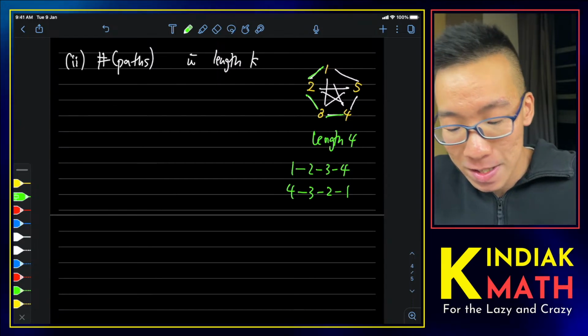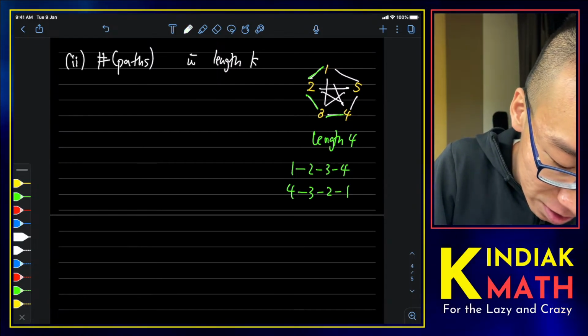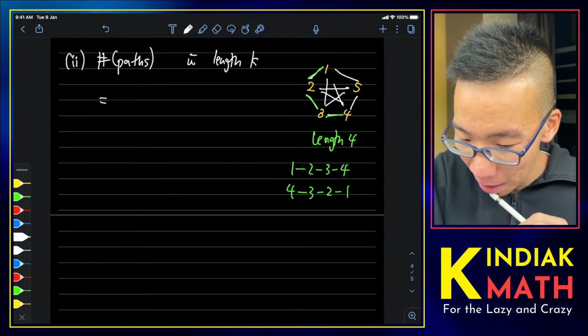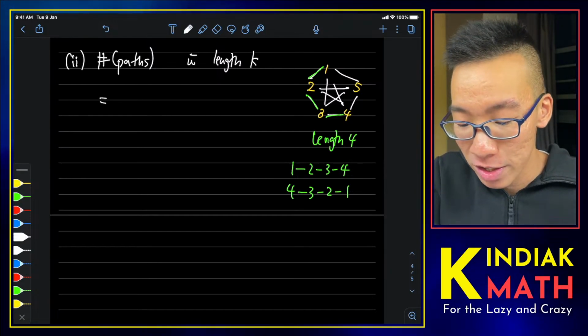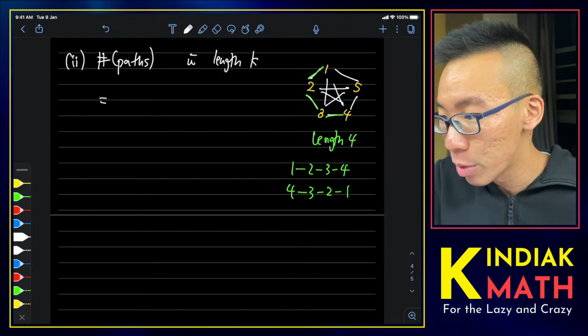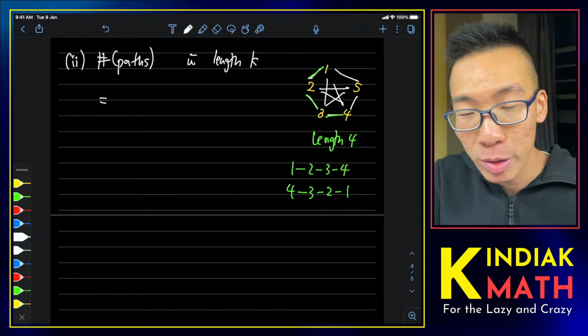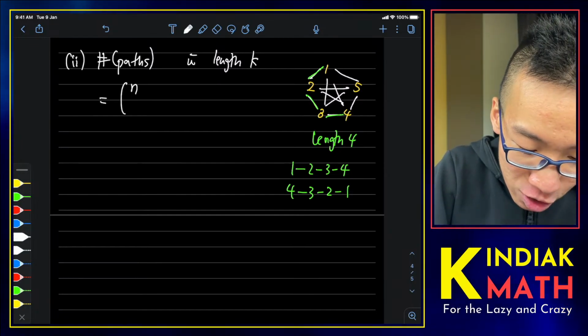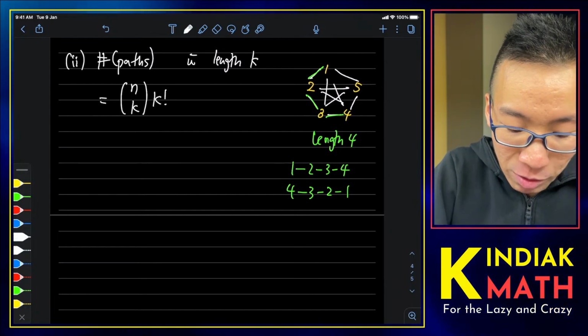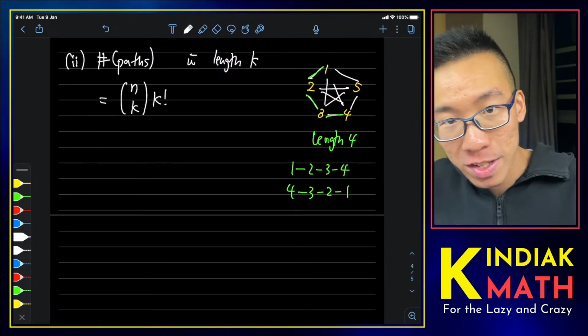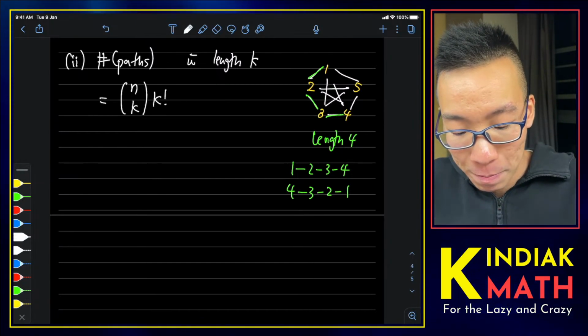Now, what it tells us is that the total number of paths is going to be the total number of permutations of these vertices. How many permutations can we form? Well, that will be n choose k times k factorial. You choose the vertices you want and you find the number of ways to permute them.